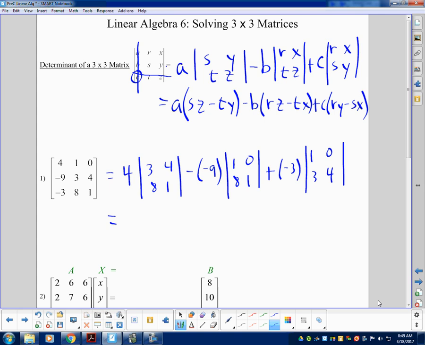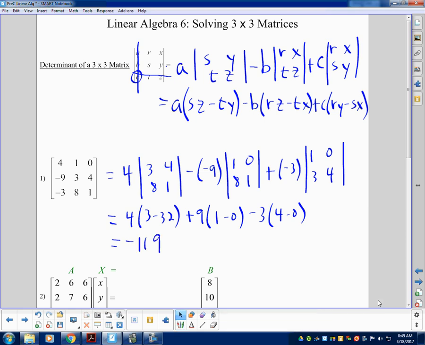So here I have 4 times 3 minus 32. And then this is plus 9 times 1 minus 0. And then this is minus 3 times 4 minus 0. So it all comes out to equal, I think, negative 119. You want to see how to do it on the calculator? Yes? So negative 119. Let's see if we can get that same value on the calculator.